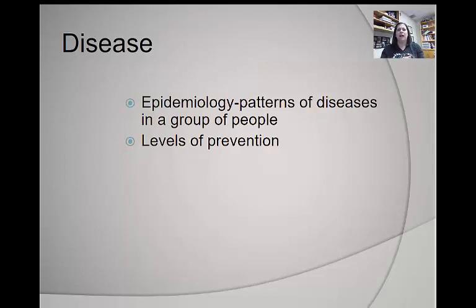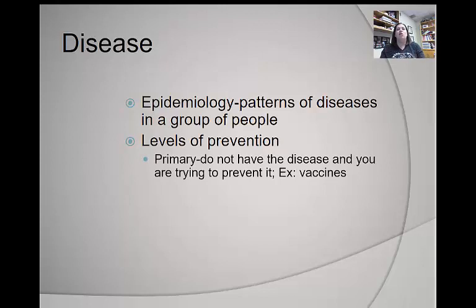Another thing we want to look at too is levels of prevention. Once we know a lot about a certain disease and its patterns, we can try to offer suggestions on how to prevent issues. So when we look here, there is a level that we call primary prevention. Primary prevention is where you do not have the disease, but you're trying to prevent yourself from getting it.